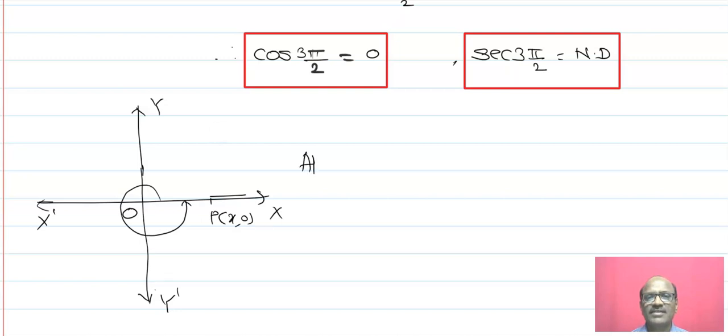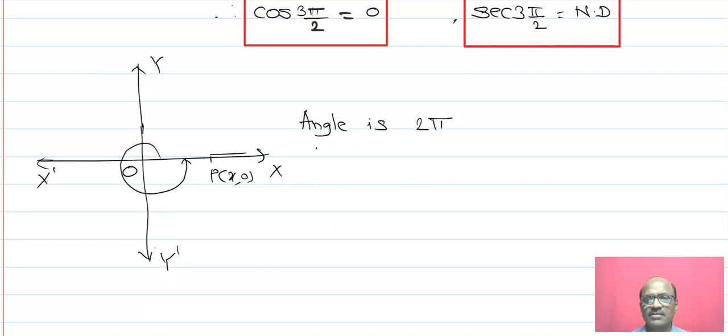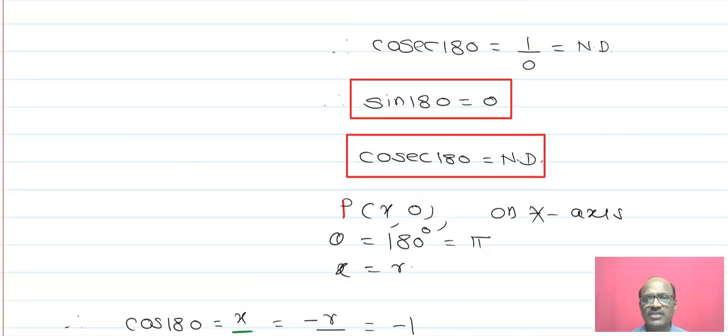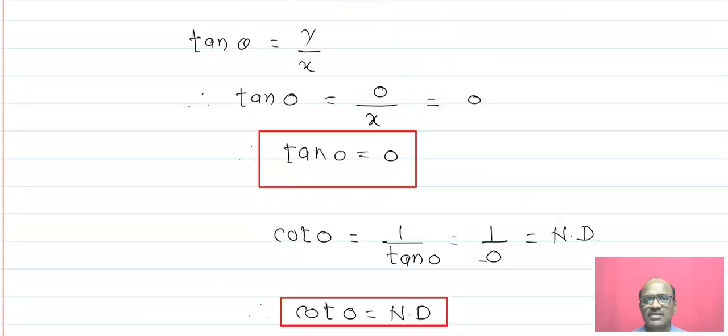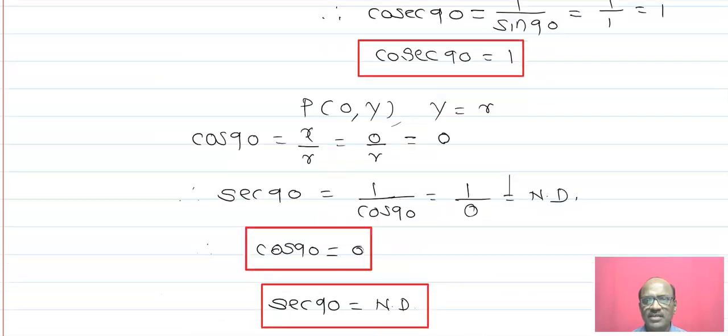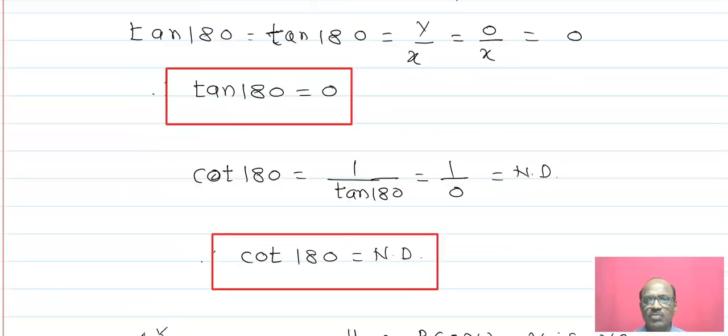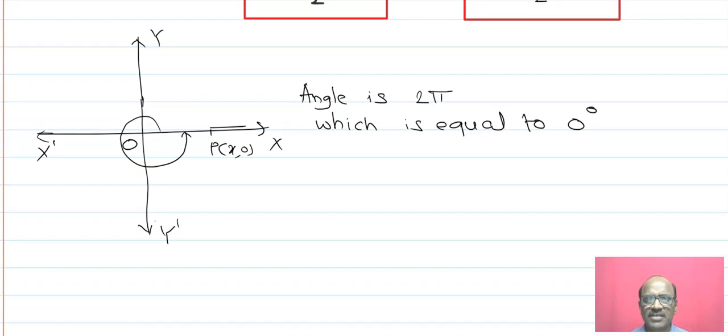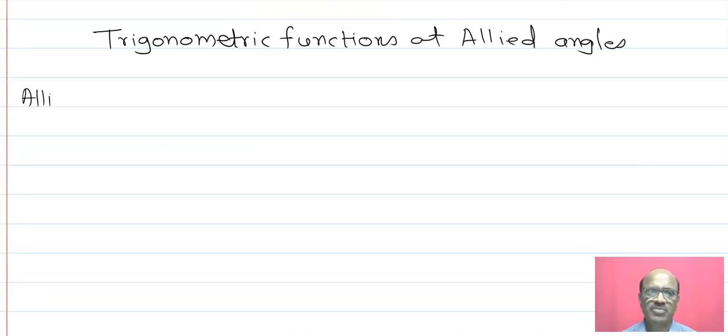We'll take the angle as 2 pi. That is, angle 2 pi has the same trigonometric function values as 0 degrees. Therefore, sine of 2 pi is equal to 0, cos of 2 pi is 1, tan of 2 pi is 0, and in this way we can find out their reciprocals also. Now next, trigonometry functions of allied angles.